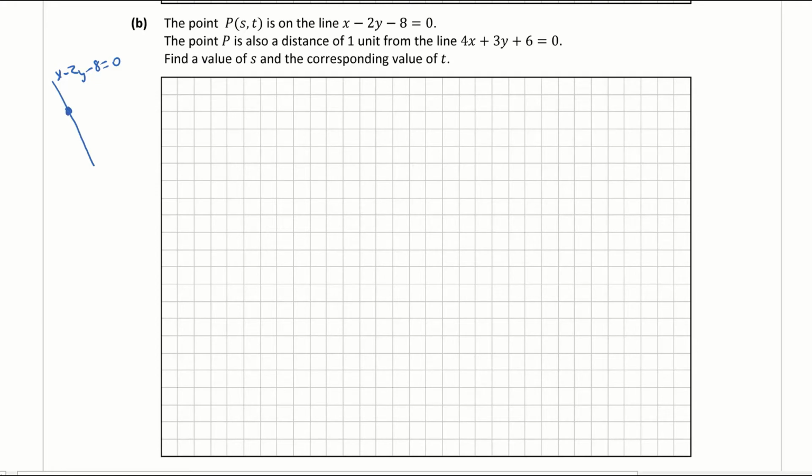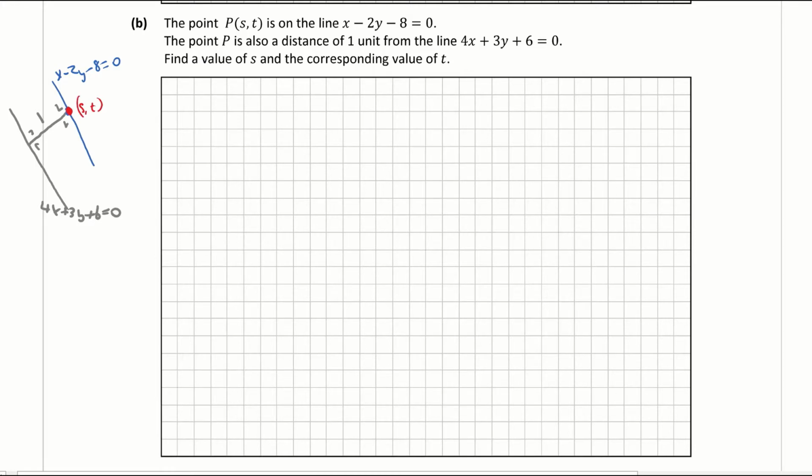The point P is also a distance of 1 unit from another line, and I'm going to sketch that other line in grey here. It's 1 unit away from it, and I'm going to take that as the shortest distance. So the shortest distance would make 90 degrees there. And it's 1 unit away from the line 4x plus 3y plus 6 is equal to 0. Now what they're telling me is that the point P, this point here in red, is (s, t). Once again, it's similar to part A.